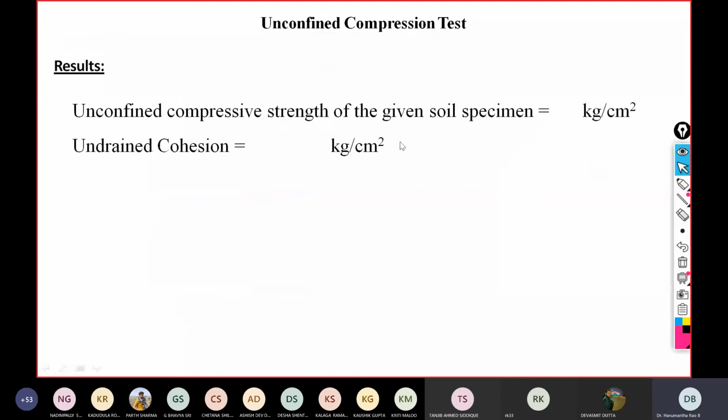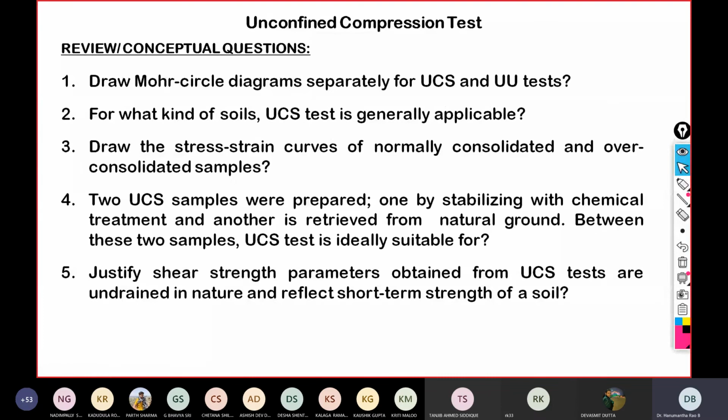So then these are the results: unconfined compressive strength of the given soil, then undrained cohesion, which is nothing but unconfined compressive strength divided by 2. So that's what all about UCS. This is a very simple test, very simple. And these are some review questions or the conceptual questions, to be answered by you all. So if you have any questions, you are most welcome to ask me.